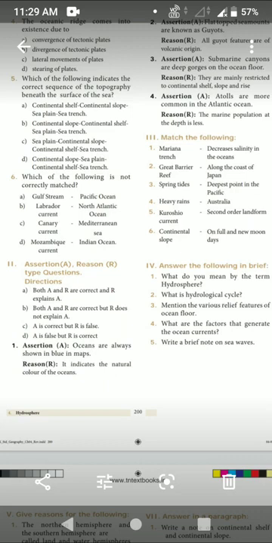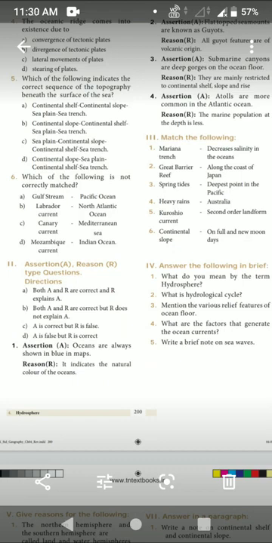First one, what do you mean by the term hydrosphere? Students, do you know what's the answer? What do you mean by the term hydrosphere? That hydrosphere consists of water in various forms found on the earth. Over 97% of water on the earth's surface is confined to oceans. Less than 3% of water is held on land as glaciers, ice caps, groundwater, rivers, lakes, and also as the water vapor in air. This is the answer for this hydrosphere.